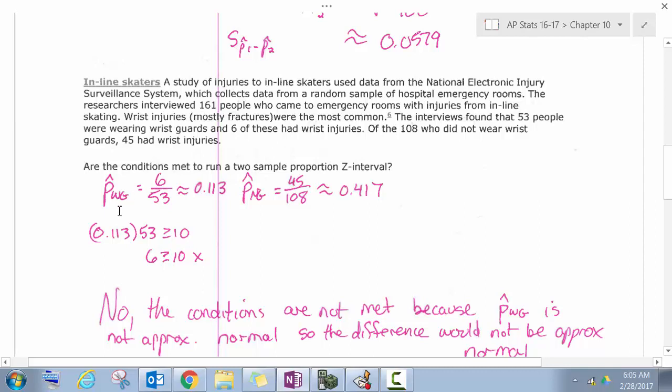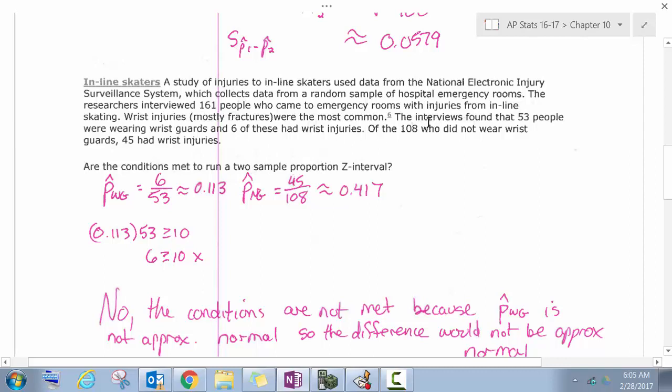So I have p hat WG for wrist guard, and I have p hat NG, no guard. So 6 out of 53 had wrist injuries that were wearing a guard, and 45 out of 108 had wrist injuries that weren't wearing a guard. So those are my two p hats. Now we need to check to see if we can do a two sample proportion Z interval.